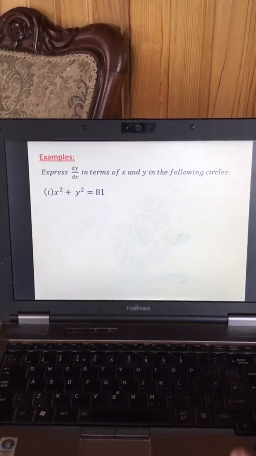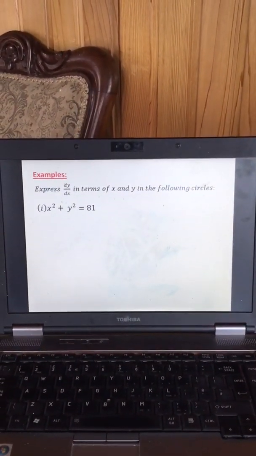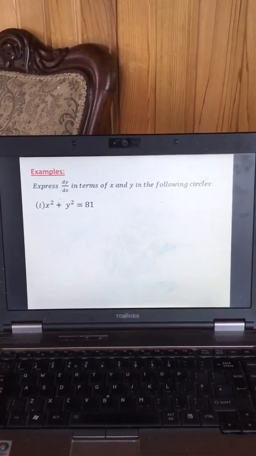From our study of a circle, we should know those three different ways of writing the equation of a circle. The first one we're going to look at is x squared plus y squared equals 81. I want to get you used to how to differentiate. So if we have x squared plus y squared equals 81, we're going to use the chain rule to differentiate a circle equation.